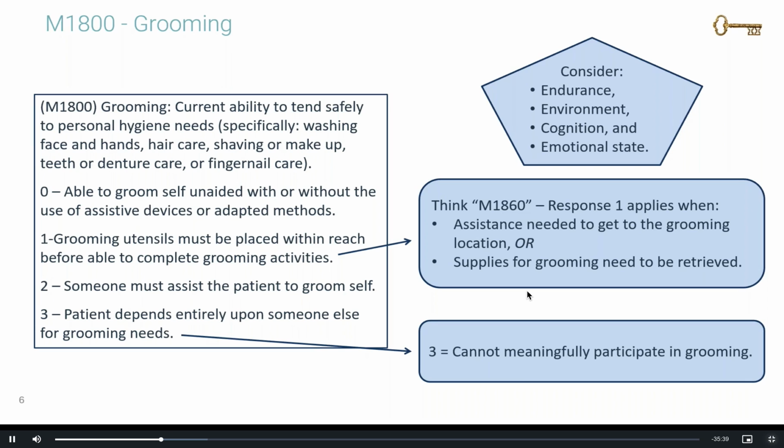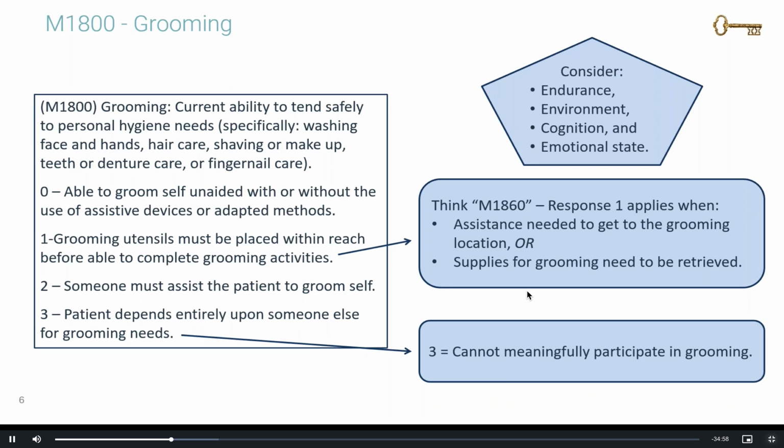So with M1800 grooming, we have that whole idea again of look at all of the factors. Grooming, there's a lot of steps in grooming, all the things they've specifically stated that they want to have included here. So maybe endurance is an issue. It could be that environment is an issue. They can't get to the area where grooming needs to take place, or they need assistance to get there. And then cognition can be a factor, whether it's remembering to do the tasks or remembering how to do the tasks. And then emotional state, because depression and anxiety, things like that, can factor into whether or not a patient can groom independently. So take all of those points under consideration.